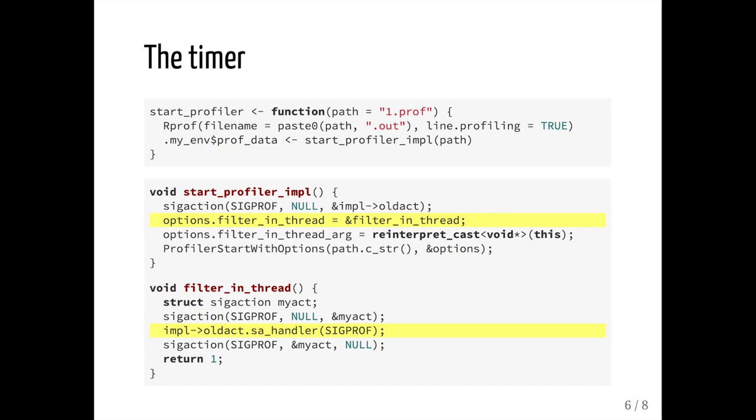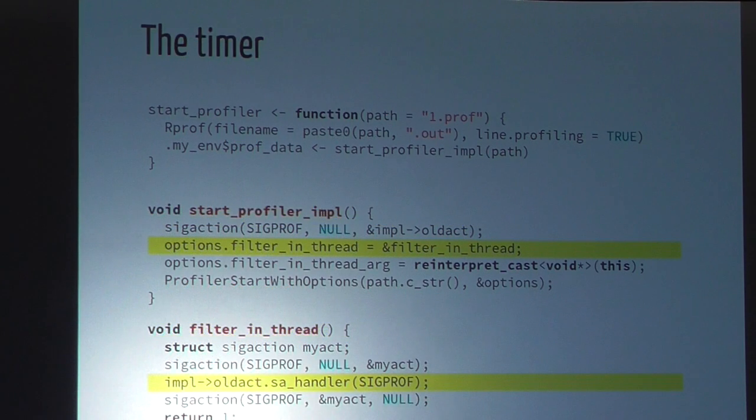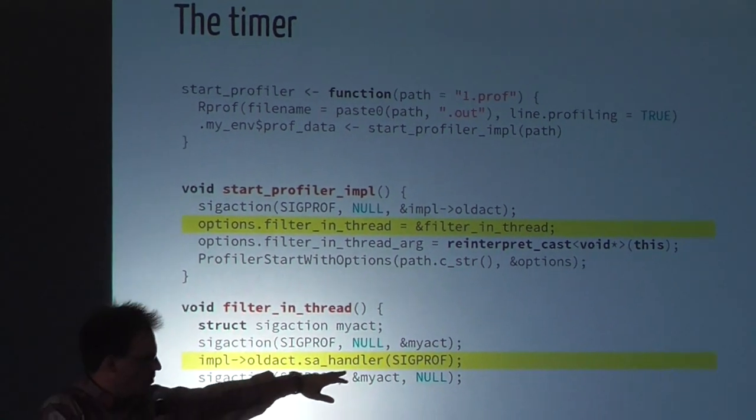This would look at the value of the signal handler installed by RProf, record it, and start the G profiler, Google profiler, with a hook. This filter and thread is actually designed to allow you to decide if you want to include a sample or not. We use it to call back into R whenever we're asked if we want to include. We say, yes, that's the return one at the bottom.